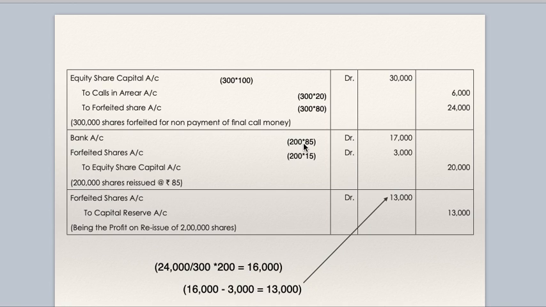Next entry is reissue of forfeited shares. Out of 3 lakh forfeited shares, 2 lakh shares they have reissued at 85. Rupees are in 1000, so 2 lakhs is 200. Bank account debit 200 into 85, 17,000. Forfeited shares account debit 200 into 15, 3,000. To equity share capital account 20,000. 3,000 is discount on issue of forfeited shares, which gets transferred to forfeited shares account. Face value of share is 100. It is reissued at 85. 100 minus 85, 15 rupees is discount.